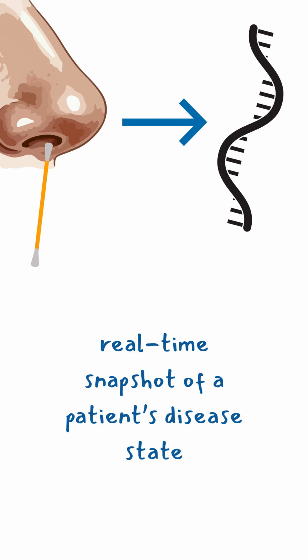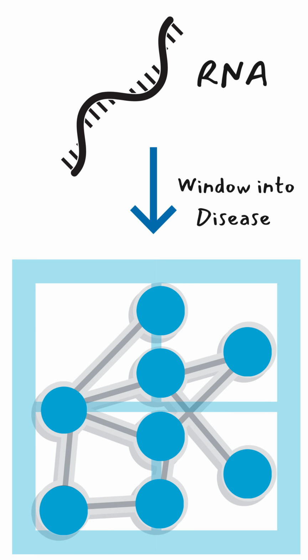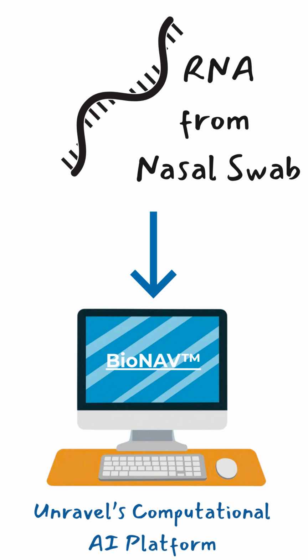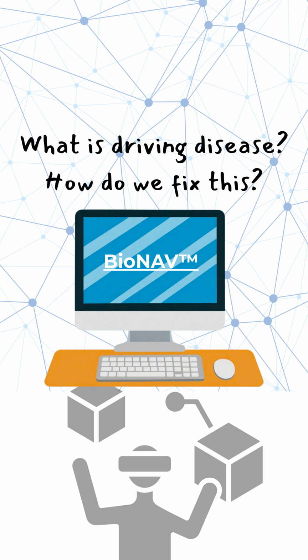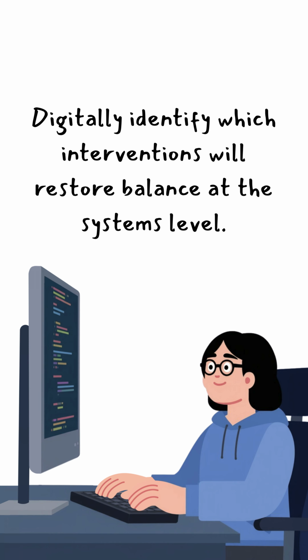Each tissue has its own RNA profile, but diseases don't act in isolation, they disrupt shared biological pathways across the whole system. The real breakthrough happens when this data meets BioNAV, Unravel's computational AI platform. BioNAV figures out what's actually driving the disease, and what can fix it. It maps how genes interact as a system, identifying the key pathways that are disrupted across different tissues. This allows Unravel's team to digitally identify which interventions will restore balance at the system's level.